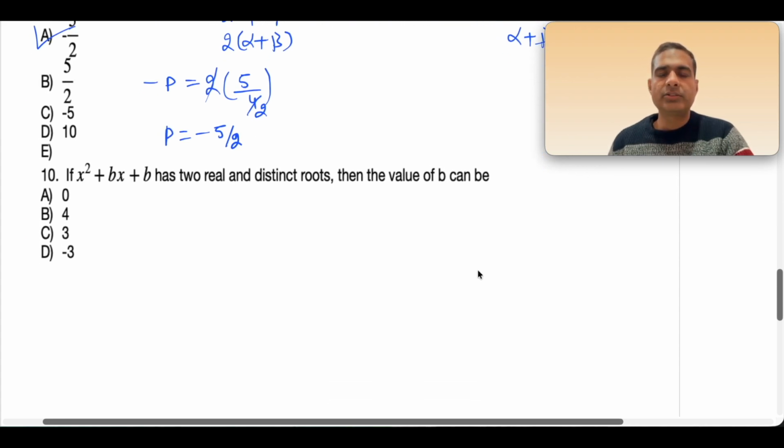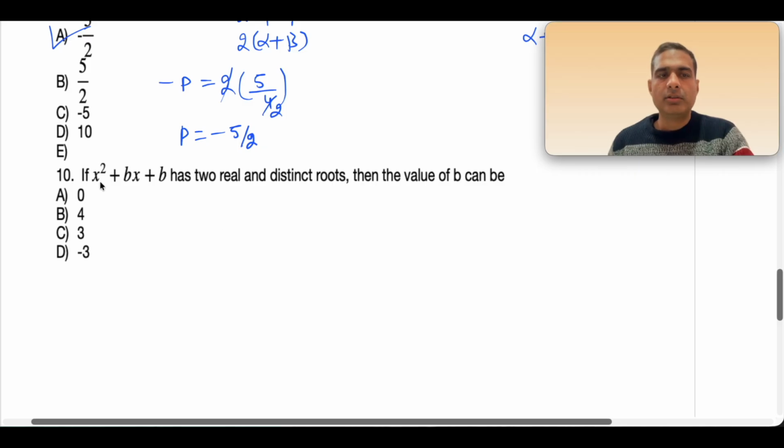Now moving to the last question of today's. It is an interesting question. If x square plus bx plus b has two real and distinct roots, then the value of b can be. So we have to be very cautious here. It is not asking what is the value of b. It is asking what can be the value of b. So there is a possibility. It means we are not going to get a fixed value of b. We will be getting a range of values of b, and from that range we have to see which option is coming in that range. So that will be our answer.